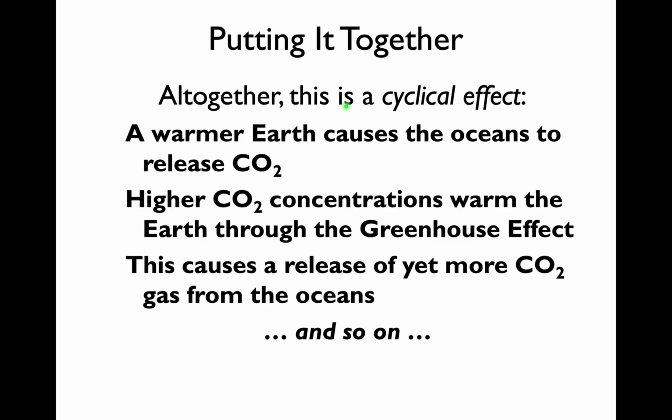So this is a cyclical effect. This is a feedback loop. A warmer Earth causes the ocean to release CO2. Then higher CO2 concentrations in the atmosphere warm the Earth even more through the greenhouse effect. Then that warming causes the ocean to release even more CO2, and back and forth, back and forth. This is a closed loop.